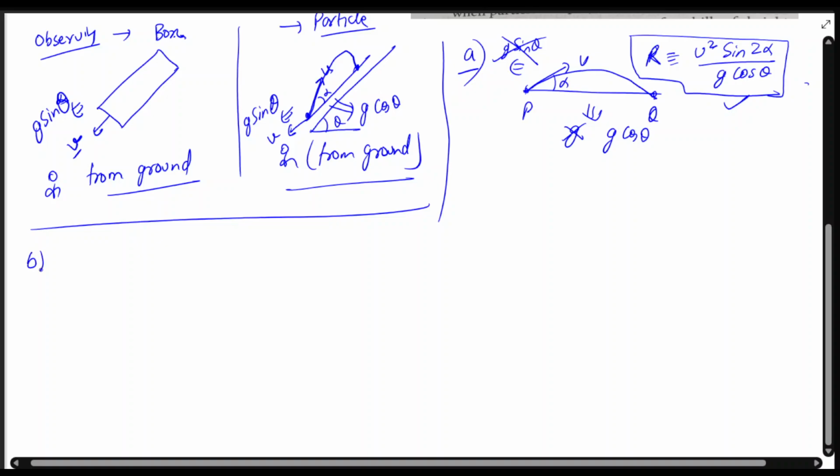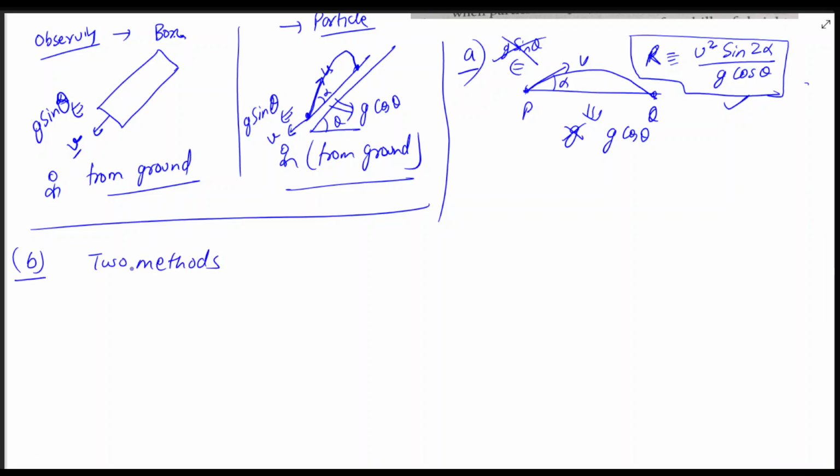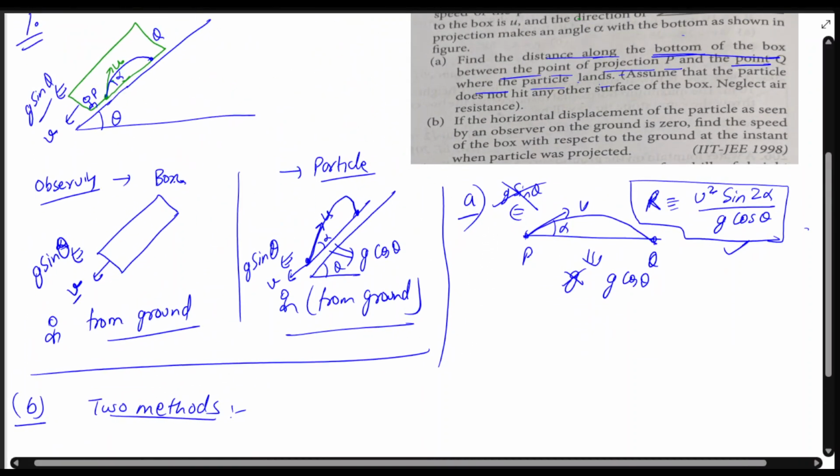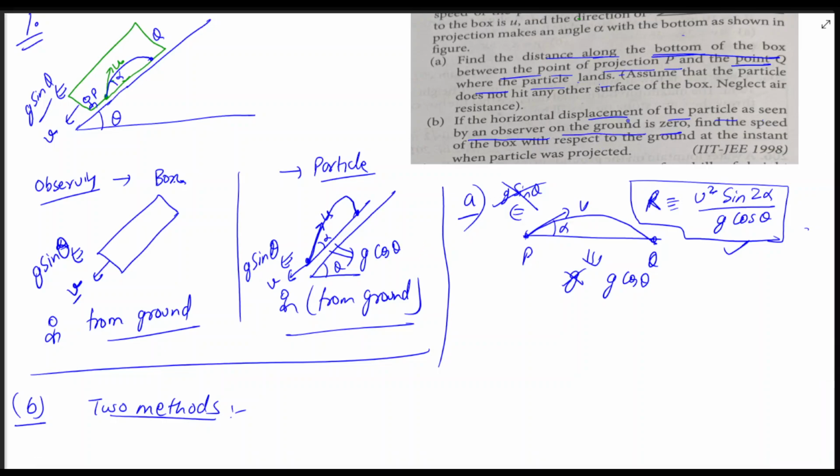Let's solve the B part. Now, to solve it, we have two methods. Let's first study this part. It says, if the horizontal displacement of the particle as seen by an observer on the ground is zero. Now we are looking at it from the outside, from the ground itself. Find the speed of the box with respect to the ground at the instant when the particle was projected. So we have to find this v.